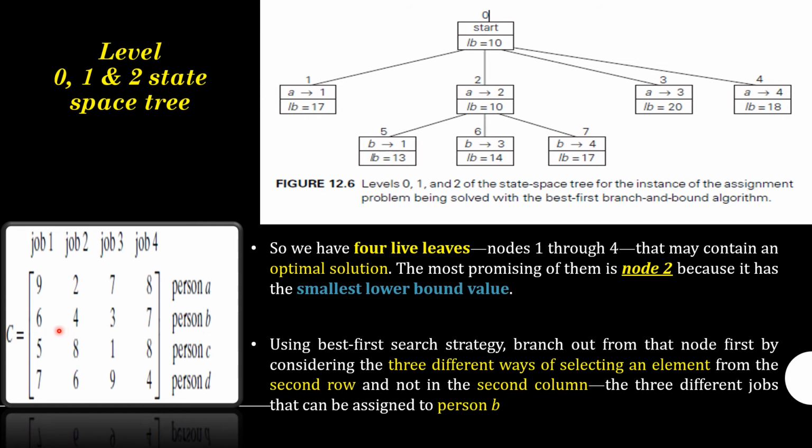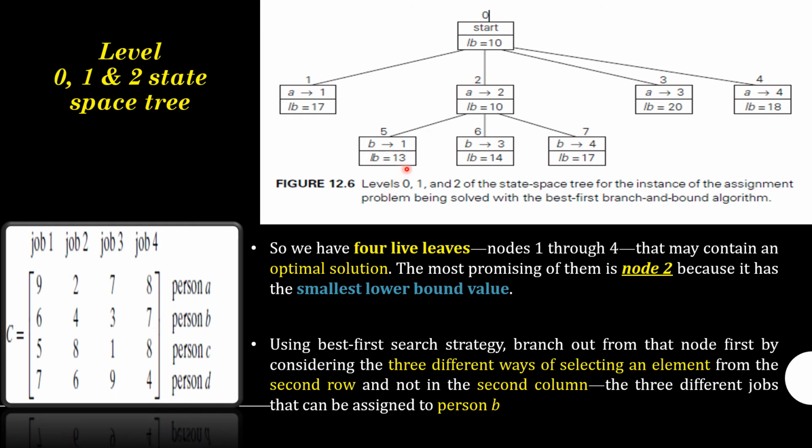So what is actually the lower bound? We have to check, right? 2 is already fixed, so you have to select this 2 plus 6, that means 8, right? 8 plus 1. The next minimal element is 1. So 8 plus 1 is 9, right? 9 plus 4 is 13. So the lower bound for the first node is 13.